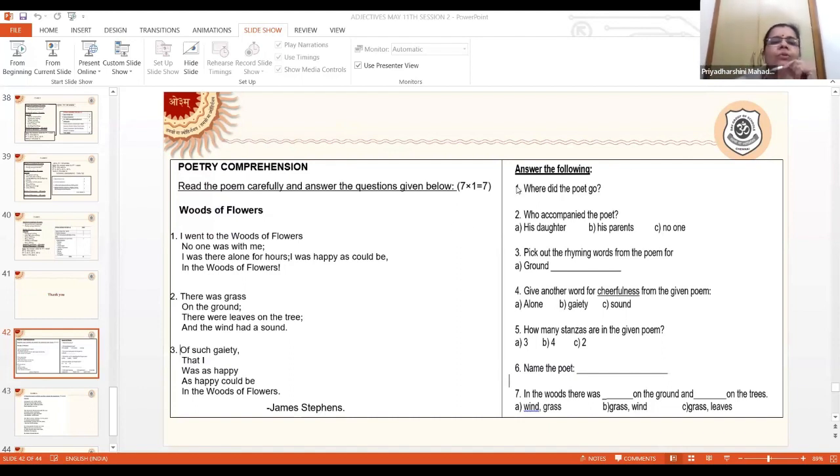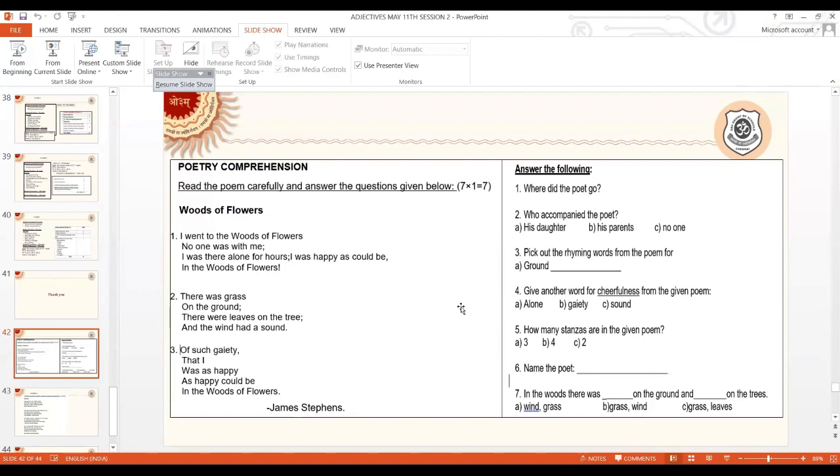So a small poem, a simple poem you can give, and you can make the questions difficult or challenging for them. Or if you think the poem is very difficult, then you make the questions easy for the children. So 1 or 2 challenging questions, of course, you can give them in the poetry comprehension. So one of you, can you read this poem for me, Woods of Flowers? Any volunteer, please?